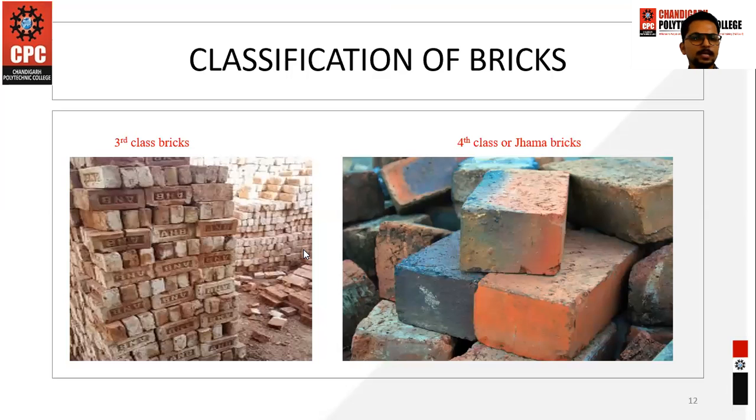Then we have this third class brick. As in the diagram you will see, it is totally yellowish in color. So third class bricks, we don't use them in our construction. They are only used in temporary sheds जहाँ पे आपको construction site पे बनाने पड़ते हैं. So वहीं पे हम third class brick को use करते हैं. Otherwise there is no such use of these third class bricks. These are not intentionally made.